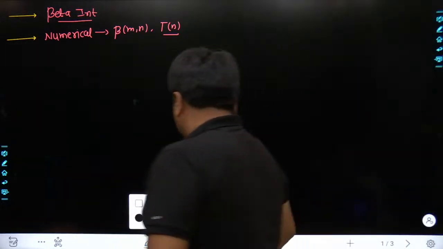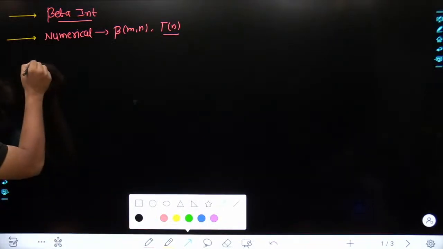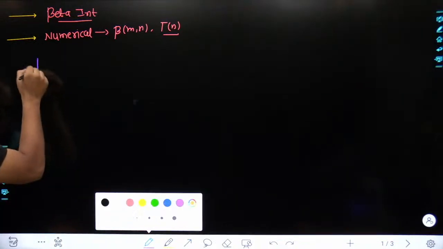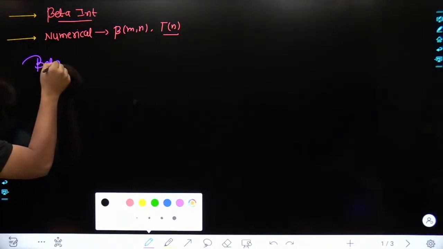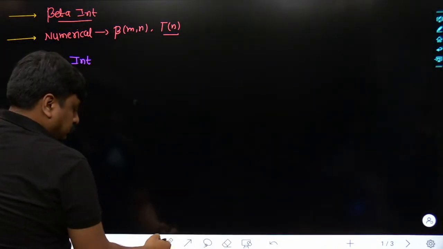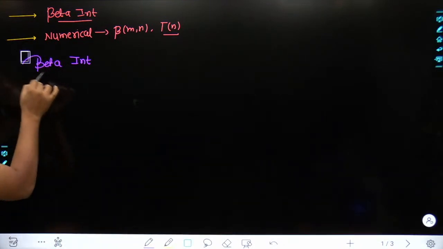So let me focus on beta integration first. I have been focusing on the beta integration at the very beginning. Beta integration.